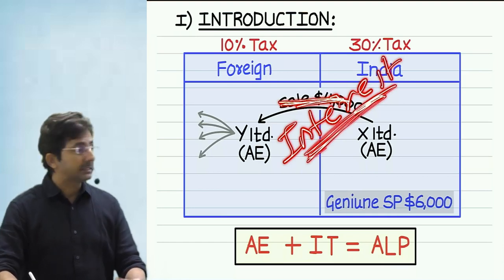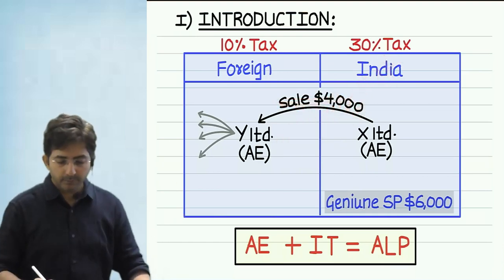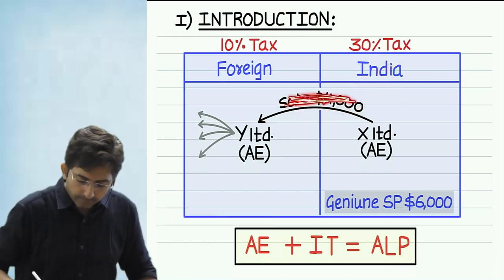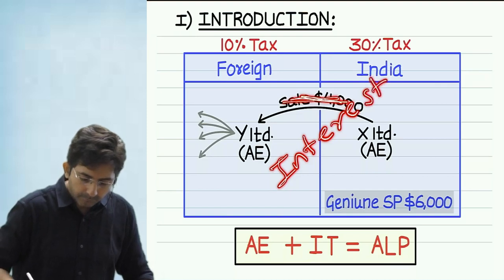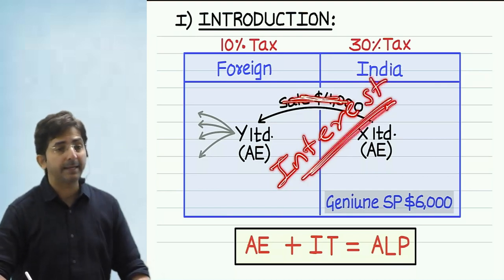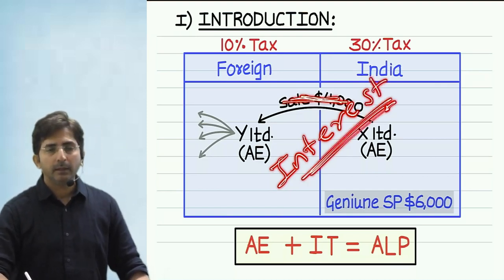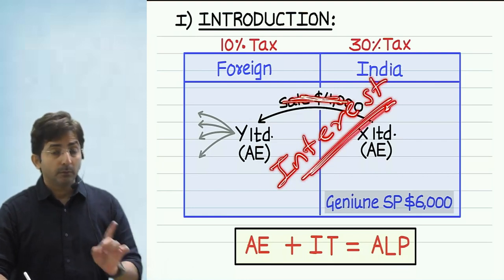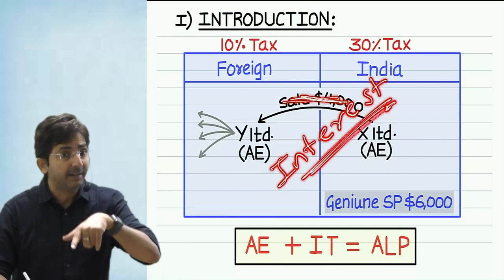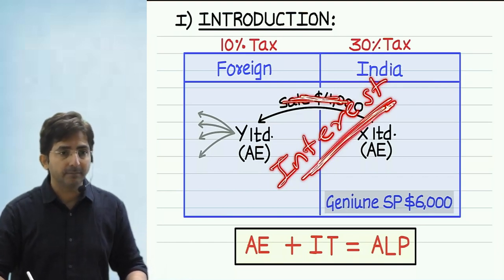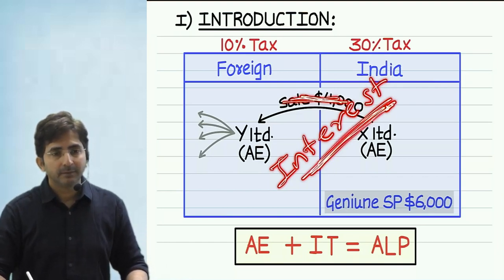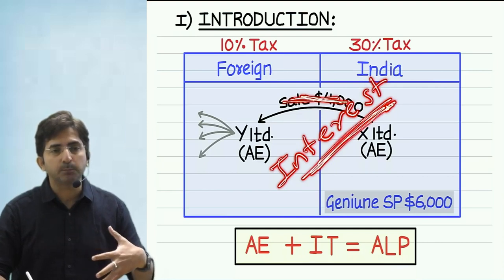Assume X is paying interest to Y. Wait, let me write properly. There is an interest transaction where X has paid interest to Y. Can there be BEPS? Don't forget X is paying interest. So X is paying. So what kind of cheating is possible?